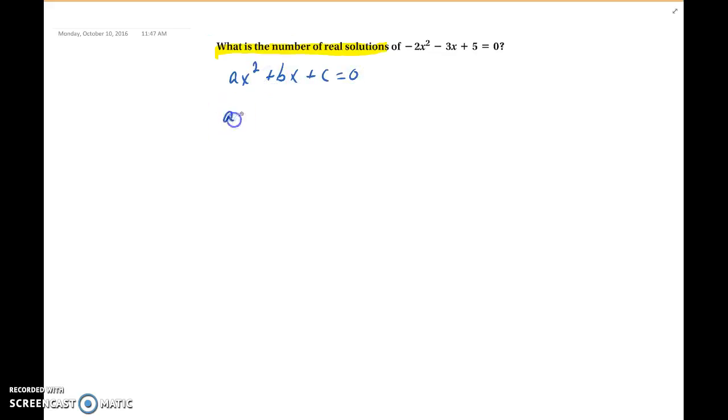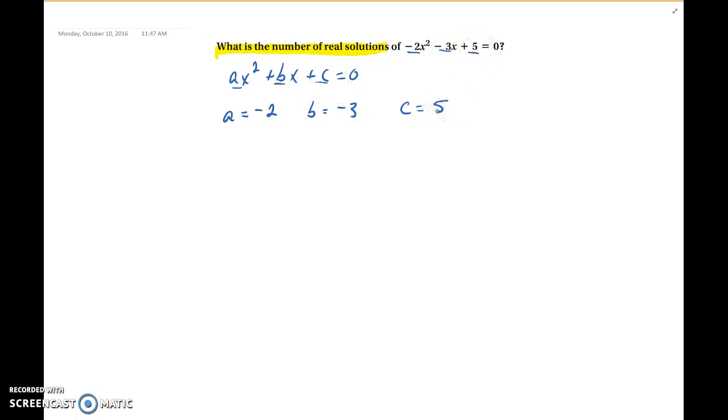So now we identify what our a is equal to, what our b is equal to, and what our c is equal to. Our a is what's being multiplied to the x squared, so that means our a is negative 2. Our b is what's being multiplied to the x, the coefficient of the x, so that's negative 3. And then our c is the constant, and that's 5.